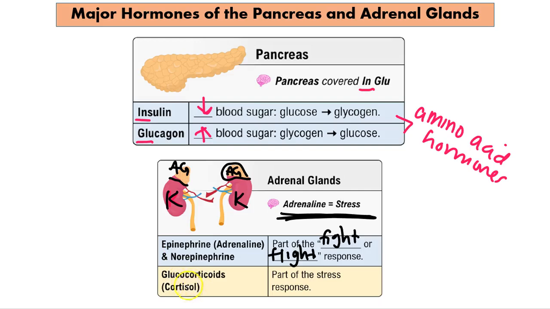And next we have glucocorticoids, which is all basically called cortisol, okay? And this is a part of the stress response. So they're both going to be a part of the stress response. Again, this is going to be an amino acid hormone. This is a steroid hormone. That means, yes, it can cross that cell membrane, but it definitely needs a transport protein to help it get there. All right, now what do we mean by stress here? This is going to be stress that's like, again, fight or flight.